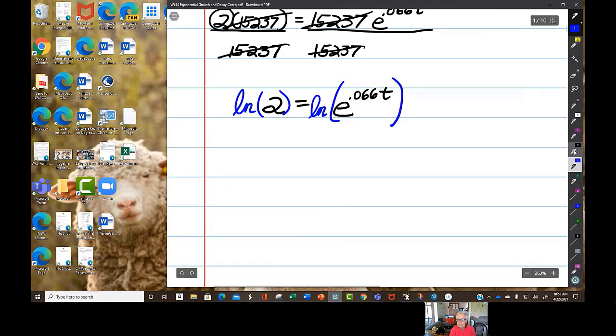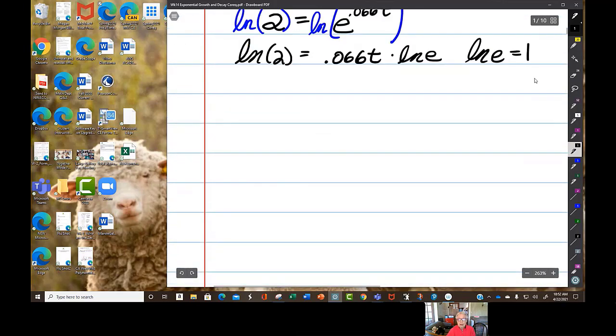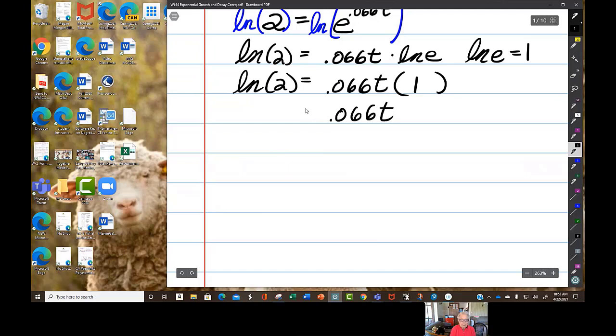All right, so we're now going to use the power rule of exponents to bring this power down in front. So we'll have the ln of 2 equals 0.066t times the ln of e. And you need to memorize that the ln of e equals 1. So this time, but probably not in the future, I'm going to go to the extra step of doing this. The ln of 2 equals 0.066t times 1, which of course is just 0.066t equals the ln of 2.